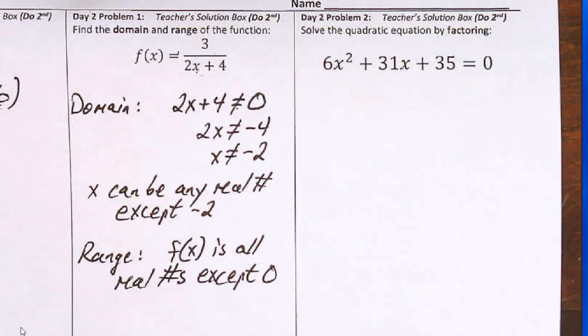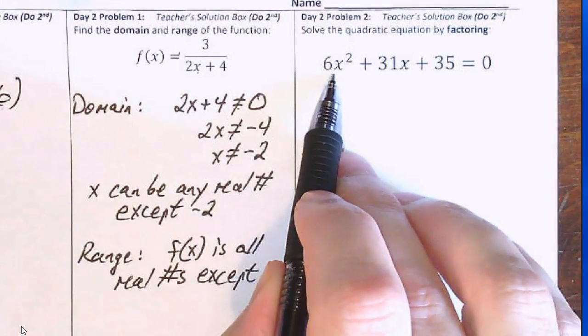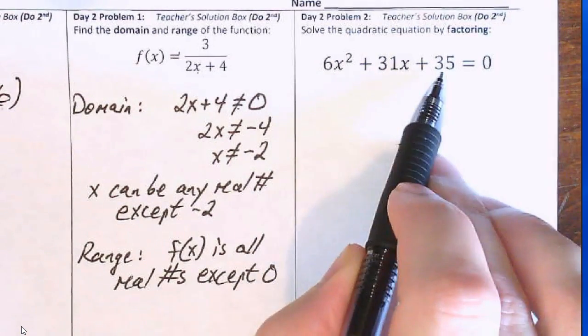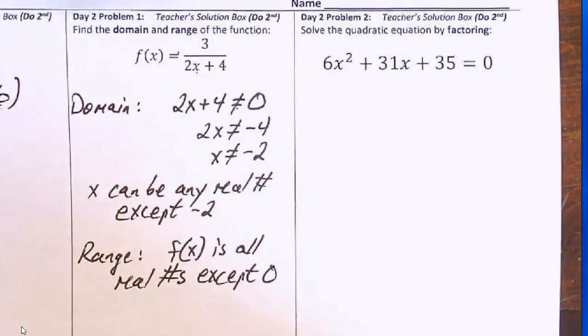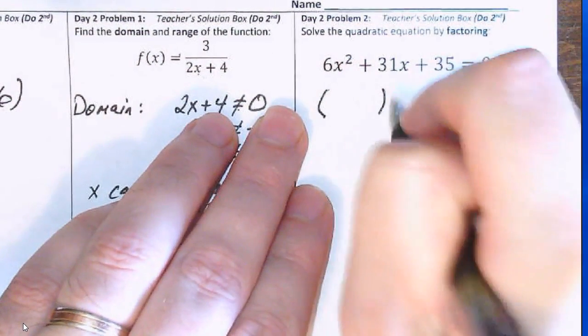Okay, and back to the bellworks. Day 2, problem 2. Solve the quadratic equation by factoring. Let's first look for a greatest common factor, but there is no number that divides into 6 and 31 and 35 other than a 1. So let's try factoring this trinomial using the FOIL pattern.